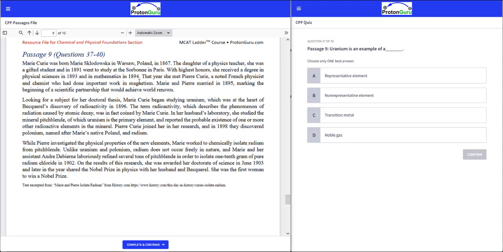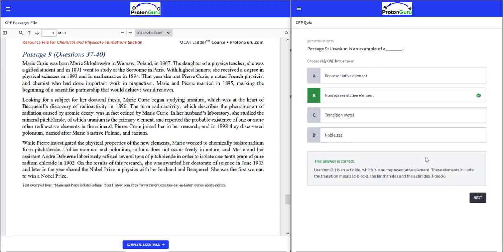So passage 9 is about the discovery of some different radioactive elements. And one of the questions is about uranium. Uranium is an example of a blank: representative, non-representative, transition metal, or noble gas. Non-representative elements are the name given to elements that are not in the S or P block. So this is the transition elements in the middle, as well as the F block at the bottom of the periodic table. You could look at the periodic table to see that uranium lies at the F block at the bottom of the periodic table in the separated out strip. And that's the correct answer here.